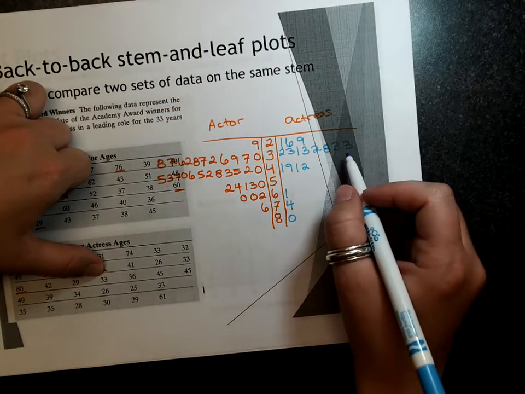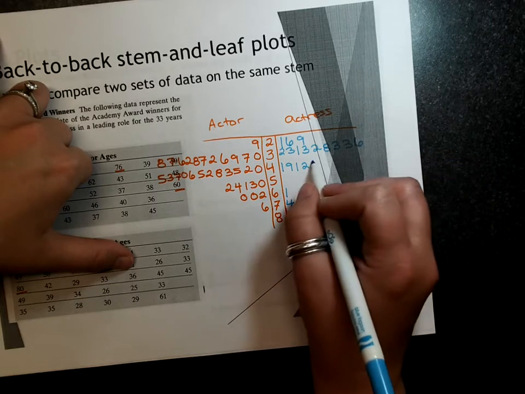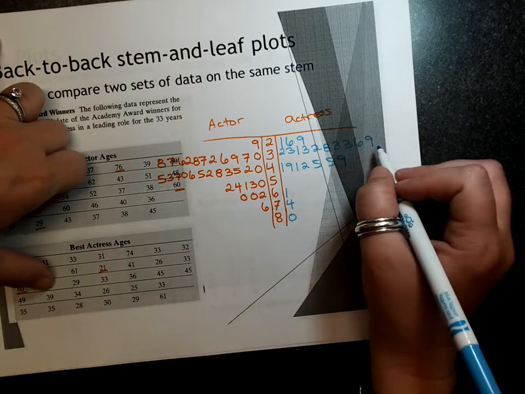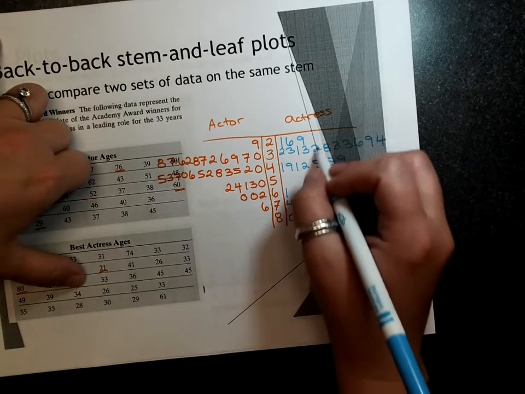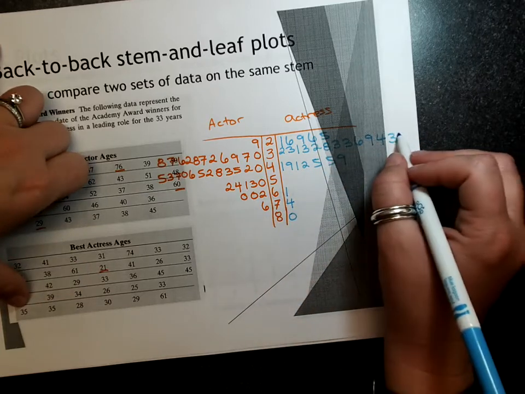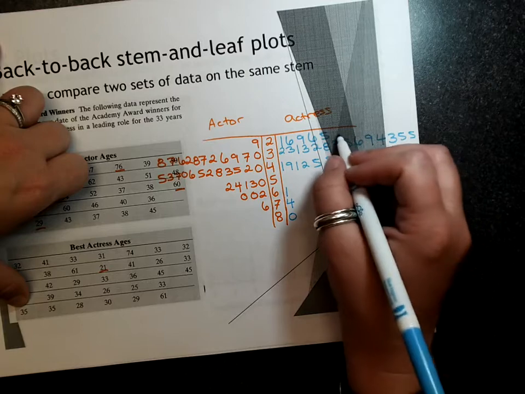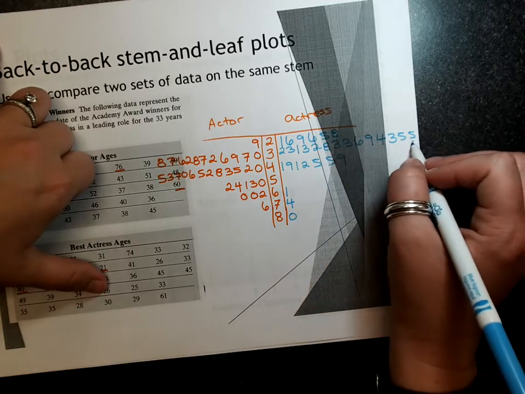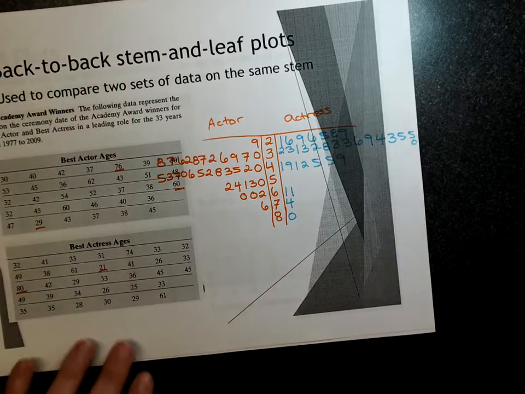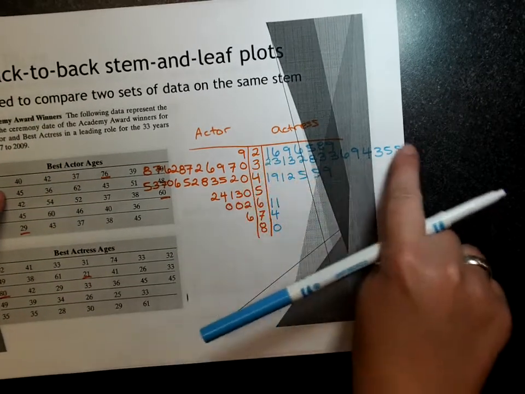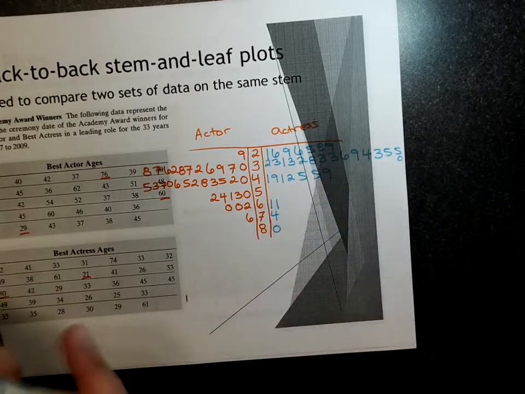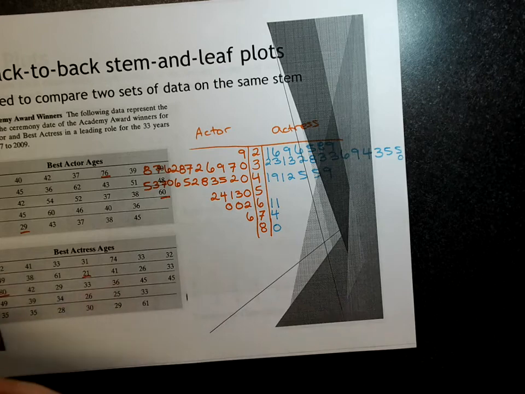Oh, where was I? 33, 36. You just keep going in whatever order you're going in. 35, 35, 28. Ooh, I ran out of room. 30, 29, and 61. So the actresses, it makes it clear that their age is on average younger. You can kind of see the majority of theirs are younger, but then they also had the maximum of 80.